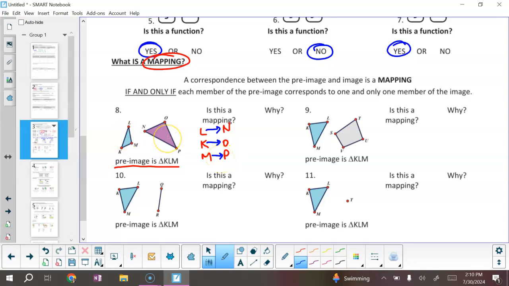Okay? They maybe made the triangle a little bit bigger. They maybe turned the triangle around. Those are kind of those transformations that I was talking about at the very beginning of this that we haven't gotten too far into yet. But all 3 of those letters, L, K, and M, were able to correspond to 3 other letters in the other triangle, N, O, and P. Therefore, we should be able to say that it is a mapping, so we should be able to say yes here for this one. Okay? Because each point on the pre-image goes to one on the image.